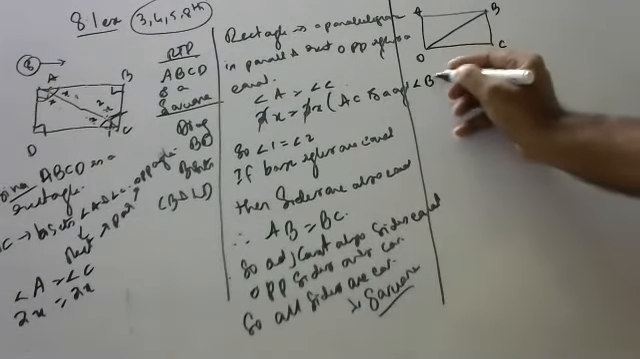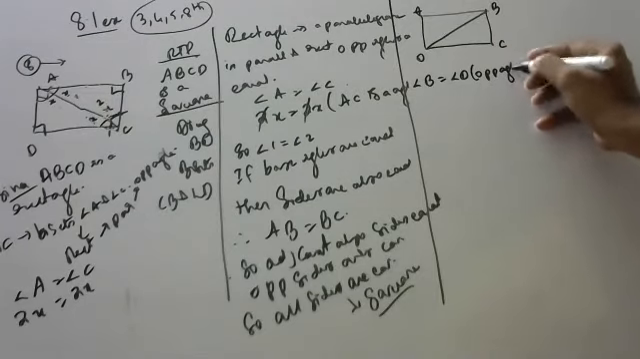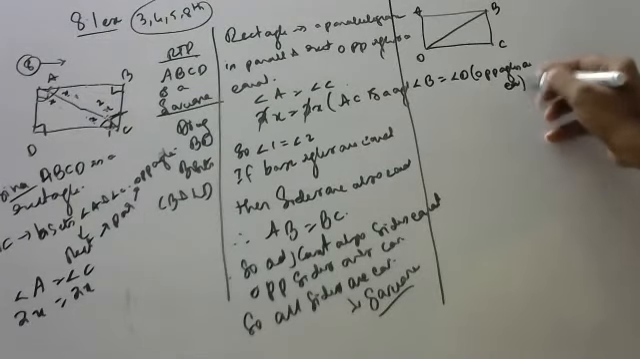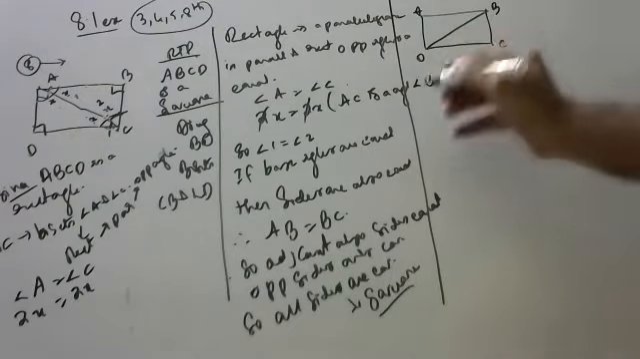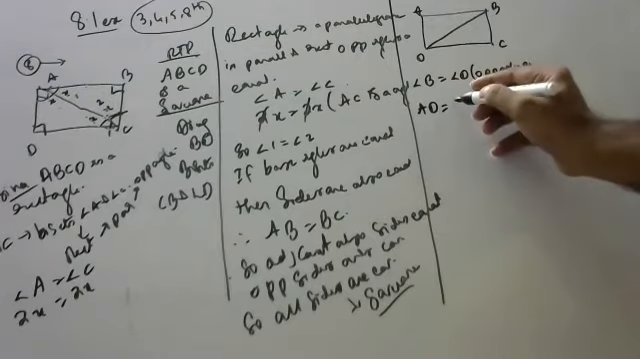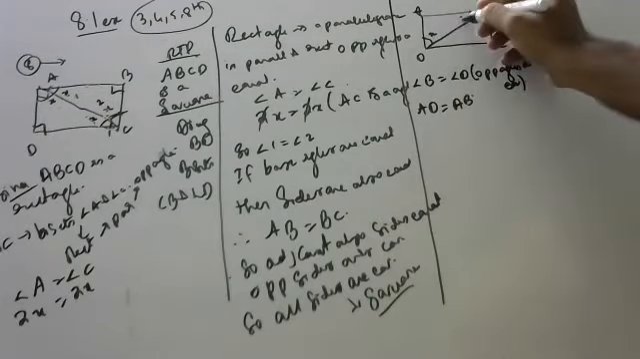Angle B is equal to angle D. Opposite angles are equal. Okay. So, children, AD is equal to AB. So this is X. This is also X.